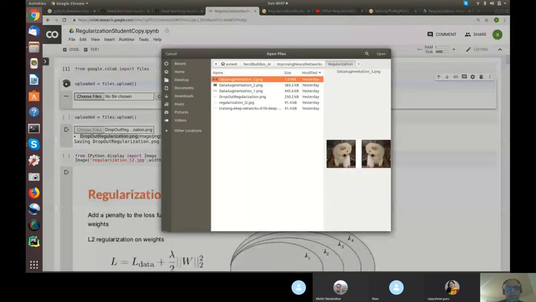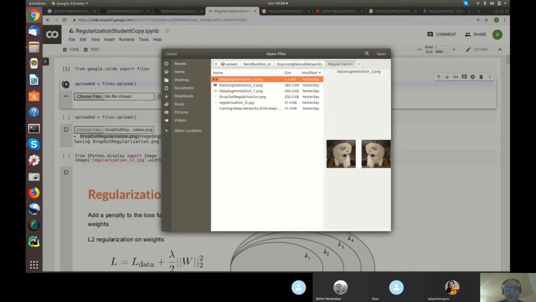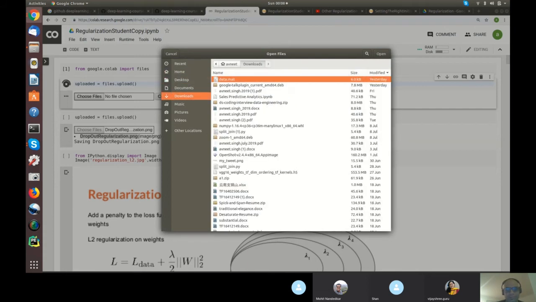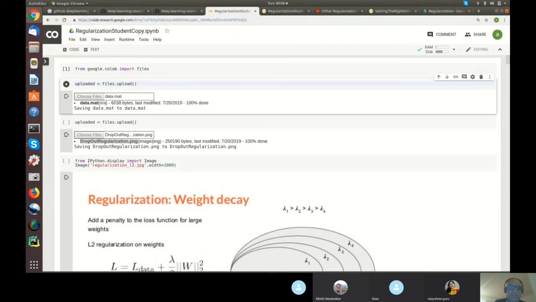Then you can choose the file. In my case, it's on the local folder. In your case, you can go to the Google Drive. I have it in downloads. So you're going to need this file. This has the data for today's model.